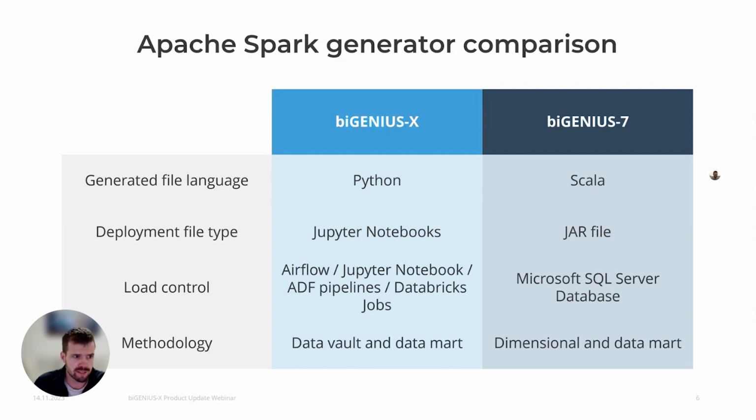From the deployment file type side, the result now are Jupyter notebooks instead of the jar file that has to be built before. So we generated Scala code, then the jar file had to be built, Scala code has to be compiled, building a jar file and deploy this jar file.